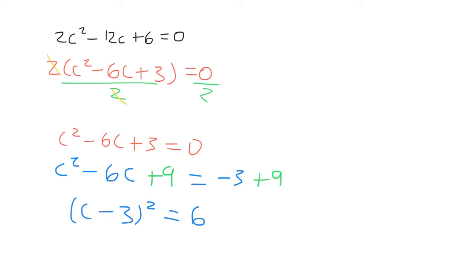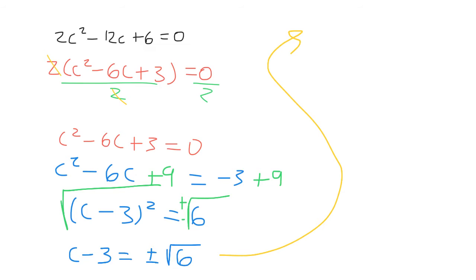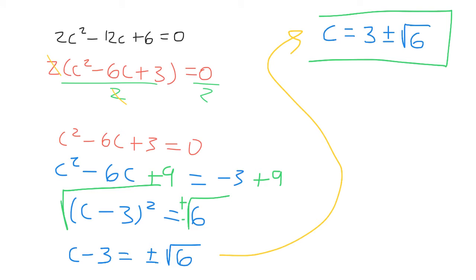Same deal as before. We're going to square root both sides. Now, obviously, we have to do this plus minus thing. And then it becomes c minus 3 equals plus minus radical 6. And bringing it all the way back up here, c equals, after adding 3 to both sides, 3 plus minus radical 6. And that is actually the answer, because radical 6 has no perfect square factors. Therefore, this cannot be simplified anymore. Moving on.